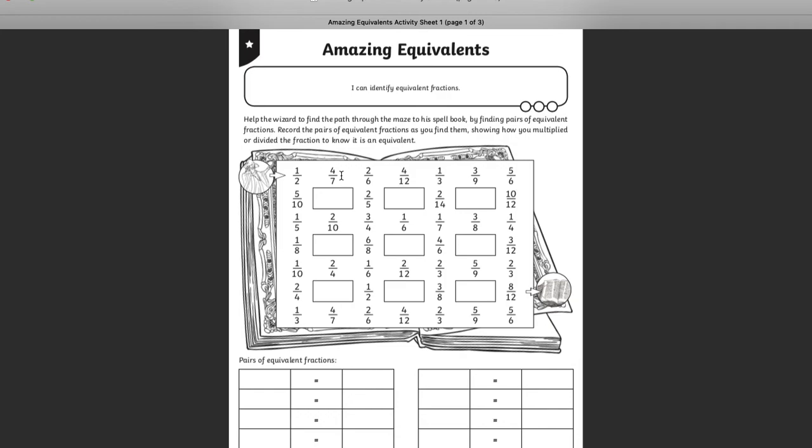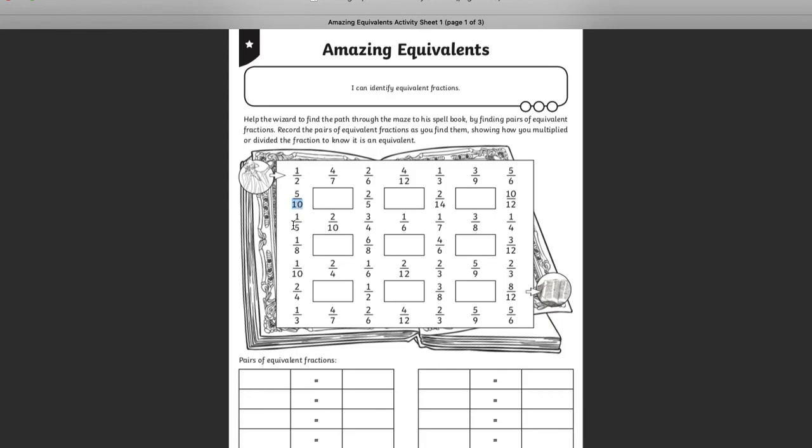Can we go this way? Is 4 over 7 an equivalent fraction? Or is 5 over 10? Have a think. Clearly, 5 over 10 is the equivalent fraction. So we're going to start going this way. We're going to follow down this way. So we can draw a line from here to here.